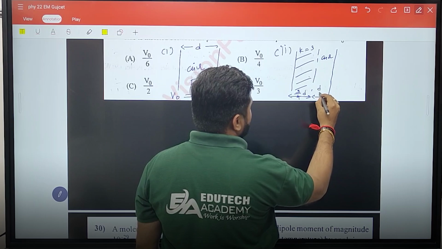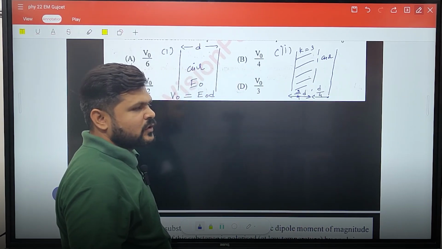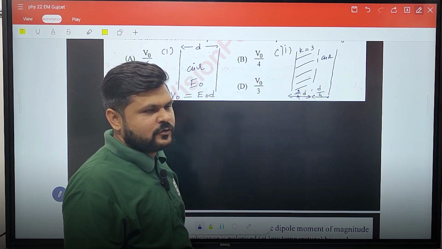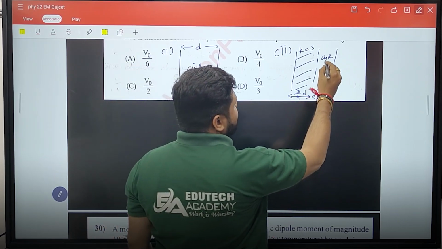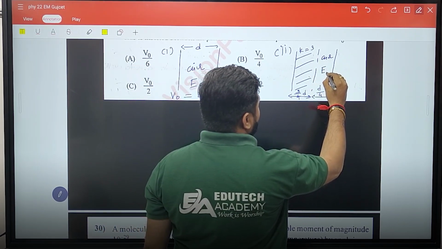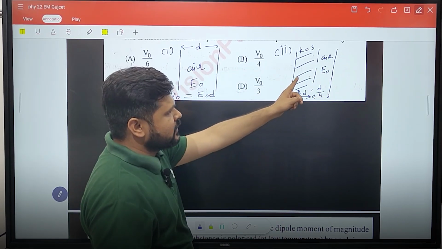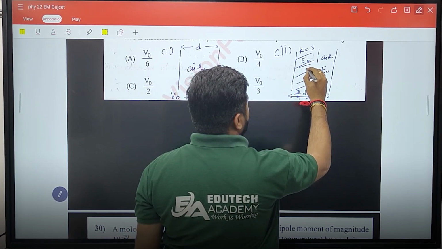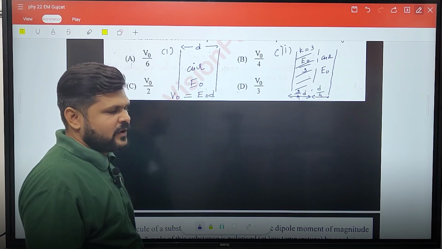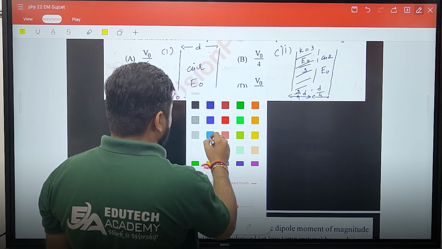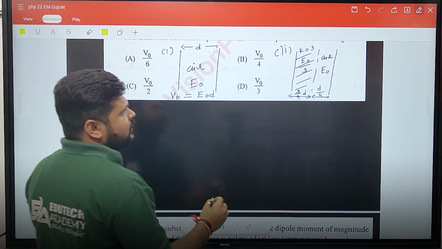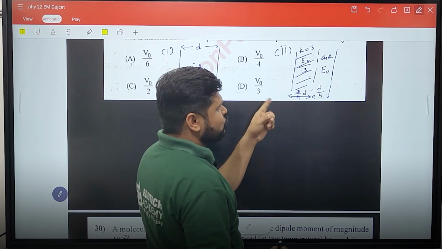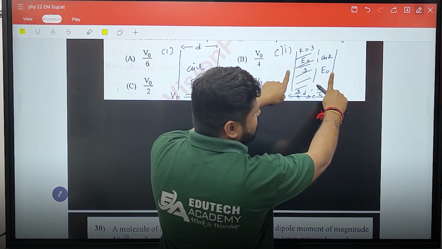So this thickness will be D by 4. Now what will be the potential difference? That is the question. First of all, here there is air, so here the electric field will be only E0, but here the dielectric material is inserted, so the electric field will be E0 by K, so that will be E0 by 3. Now we will find the potential difference. Here we are asked to find the potential difference between these two plates.